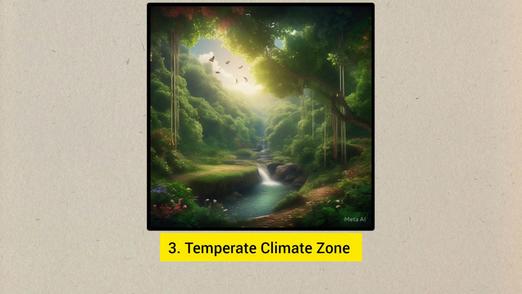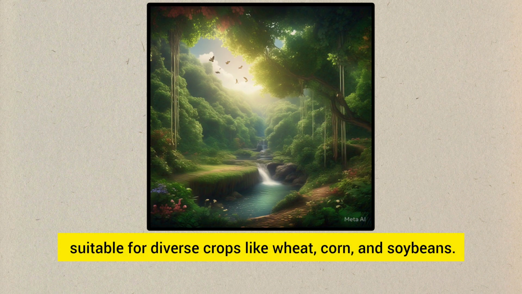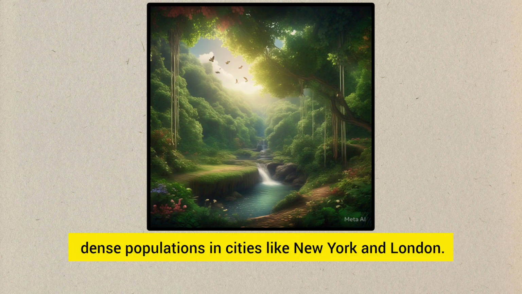3. Temperate climate zone. Mild temperatures, moderate humidity, and seasonal changes influences agriculture. Suitable for diverse crops like wheat, corn, and soybeans. Settlements. Dense populations in cities like New York and London.